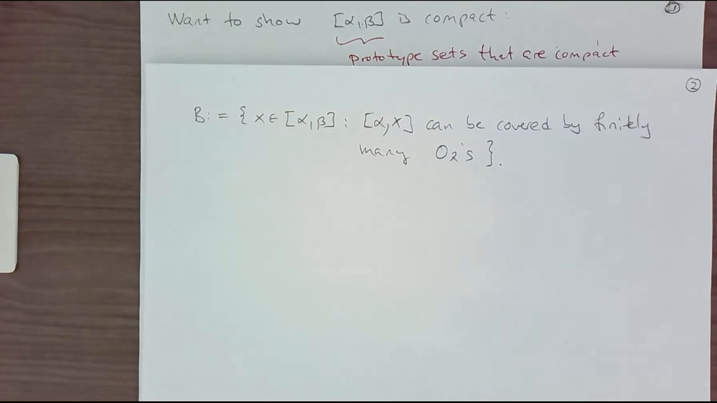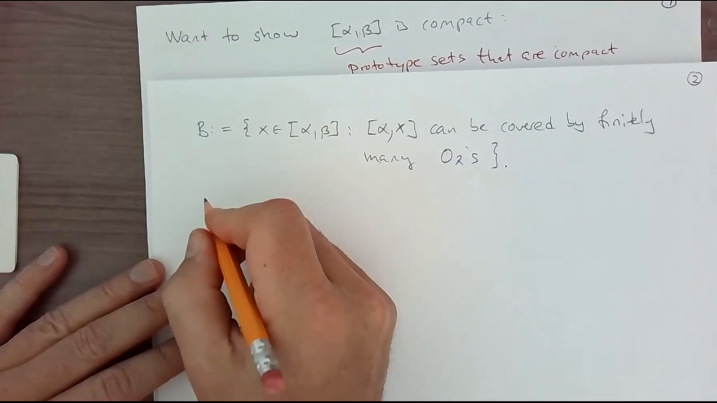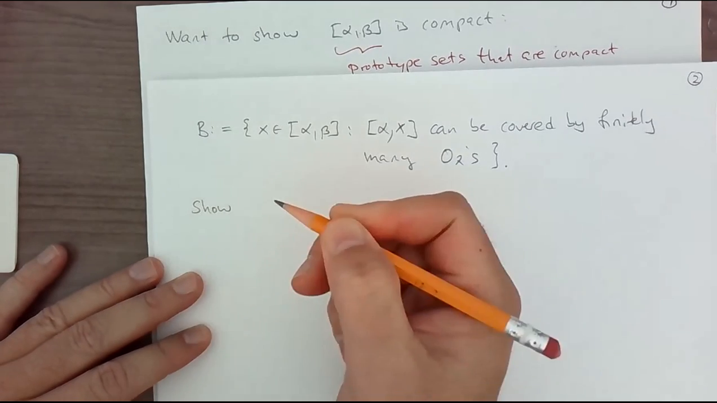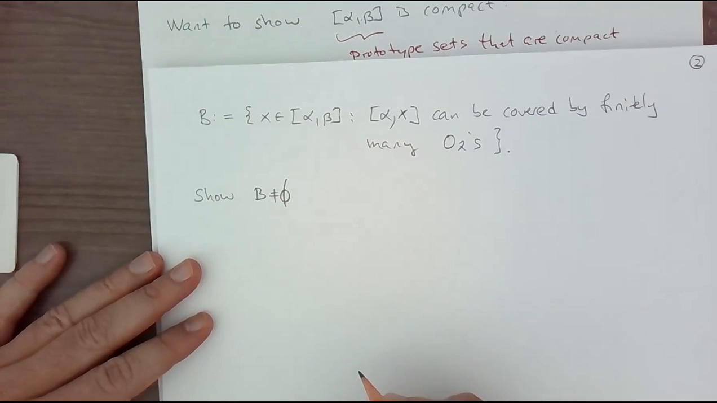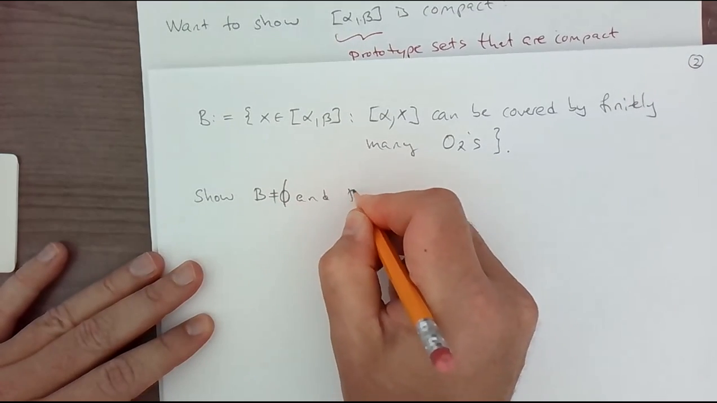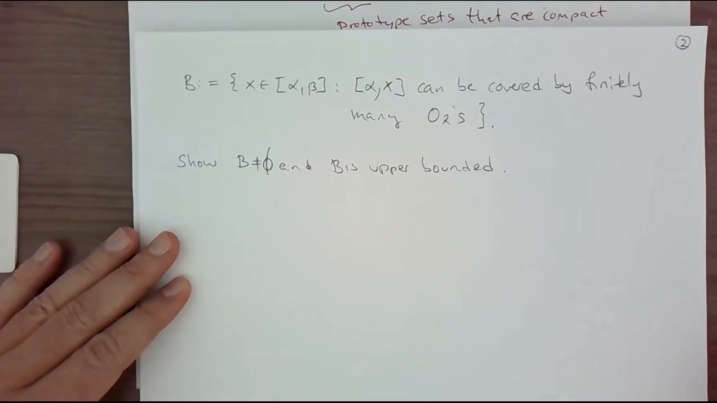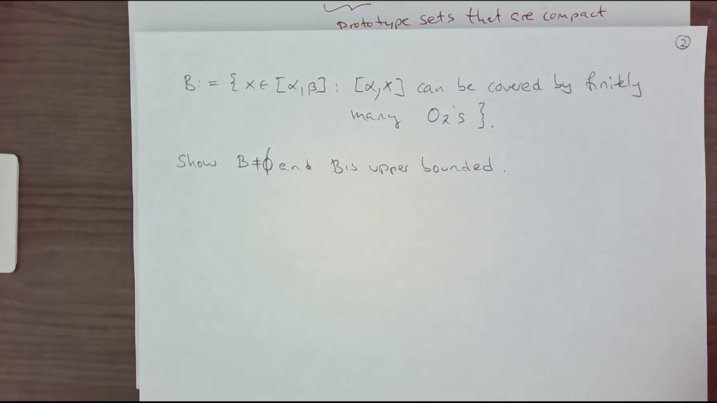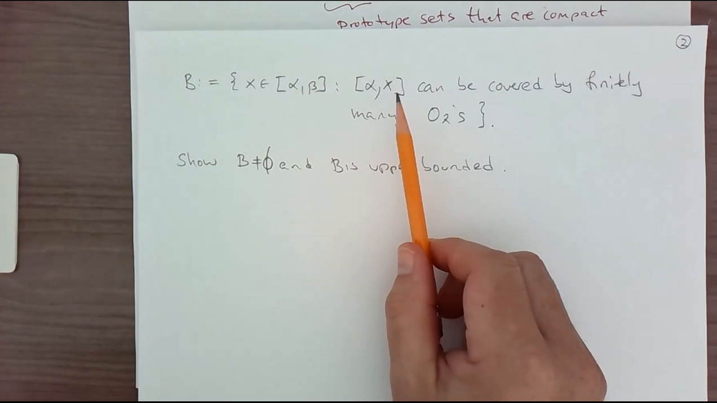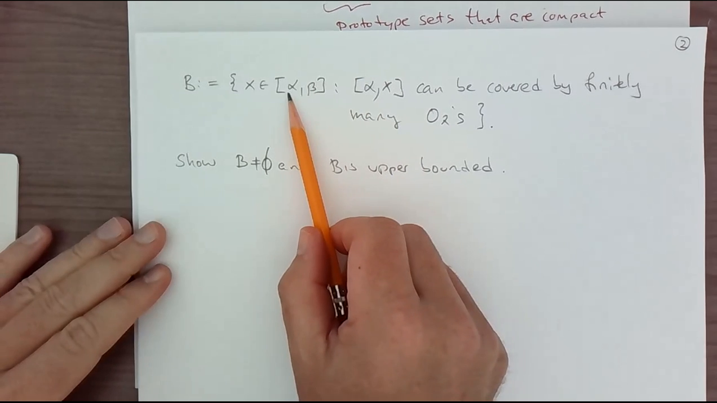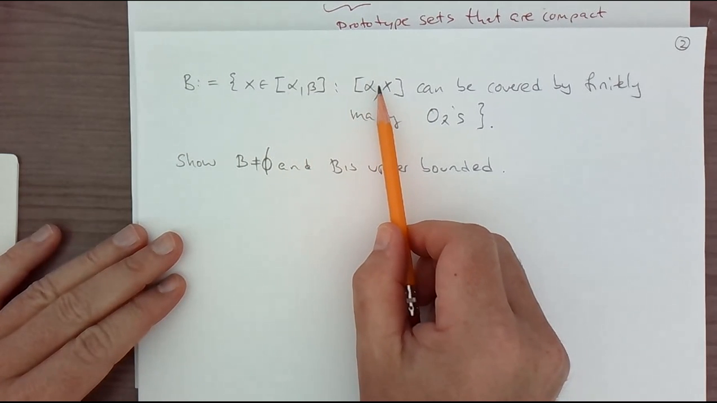And what we did last time was we were playing with the supremum. So we want to show that B is not empty, and B is upper bounded. This is not terribly hard. Why is it not empty? Well, if I just pick the left endpoint, I want to show that the left endpoint is in here at least.